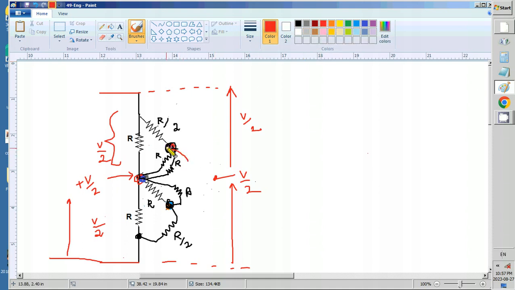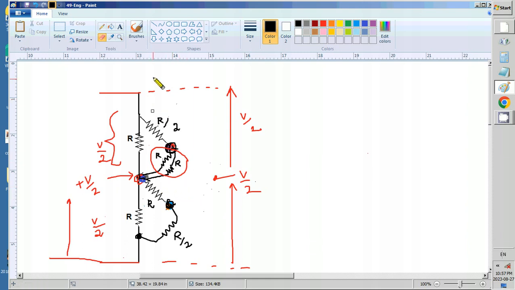Do you see any relationship? Yes, these two are parallel, and these two are again parallel, because the junction, the ends are connected together the same way as in a parallel circuit. So these two are parallel to each other. Therefore, R parallel R, what happens? R divided by 2. R divided by 2.